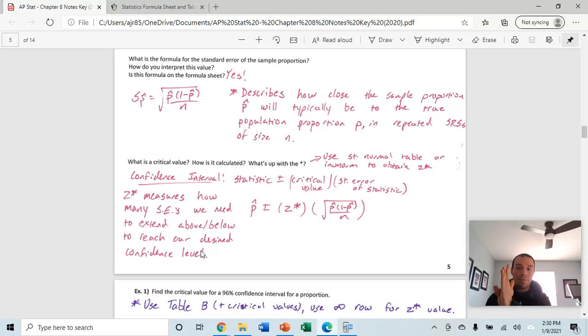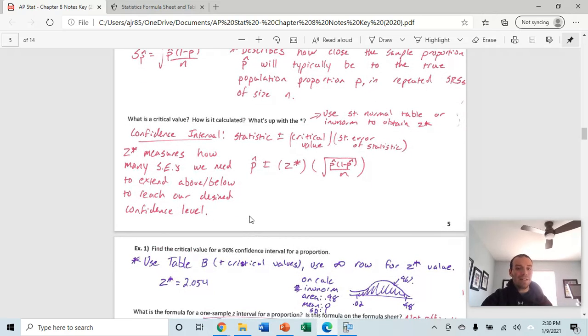So how far away we want to be from that mean, to reach the desired confidence level that we want to reach. The higher your confidence level, the higher your critical value is going to be. So how do we find a critical value?